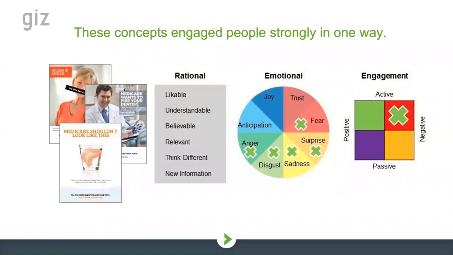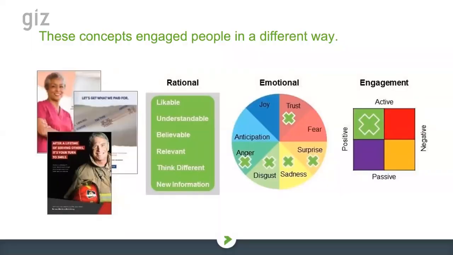There are some other ones. Medicare wants to fire your dentist, sort of a loss aversion approach. And what we found here, besides the rational piece, was that it was active and it was negative. So that was one kind of reaction. You could see the different emotional reactions. Here's another one that talked about getting what you paid for because you contribute into Medicare through your life if you're working. And we looked at the rational pieces, but again, you can see emotionally, this had some different emotional reactions, but it was a positive active engagement, which is the quadrant that is often the most powerful, although negative active can be powerful as well in certain circumstances.